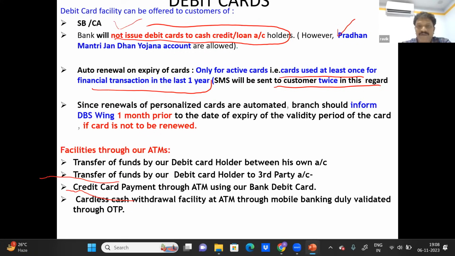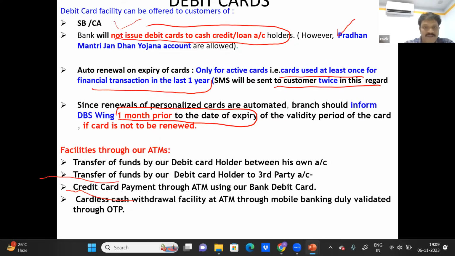Then, since renewal of personalized cards is automated, if a branch wants to stop a debit card for one customer for valid reasons, then they can stop it by informing the DBS wing 1 month prior to the date of expiry. If the branch wants to stop the debit card, they can also stop it when there is a problem with the customer. But 1 month prior, we have to inform the DBS wing. Otherwise, it will automatically renew and the customer will receive it.